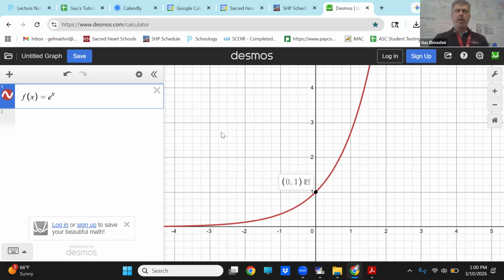The y-intercept is 1 because e to the 0 is 1, right? Any number to the 0 power is 1. And if I plug in 1 for x, this is 2.71828, just like pi, an irrational number. It's called Euler's number. Does anyone know how that number came about?